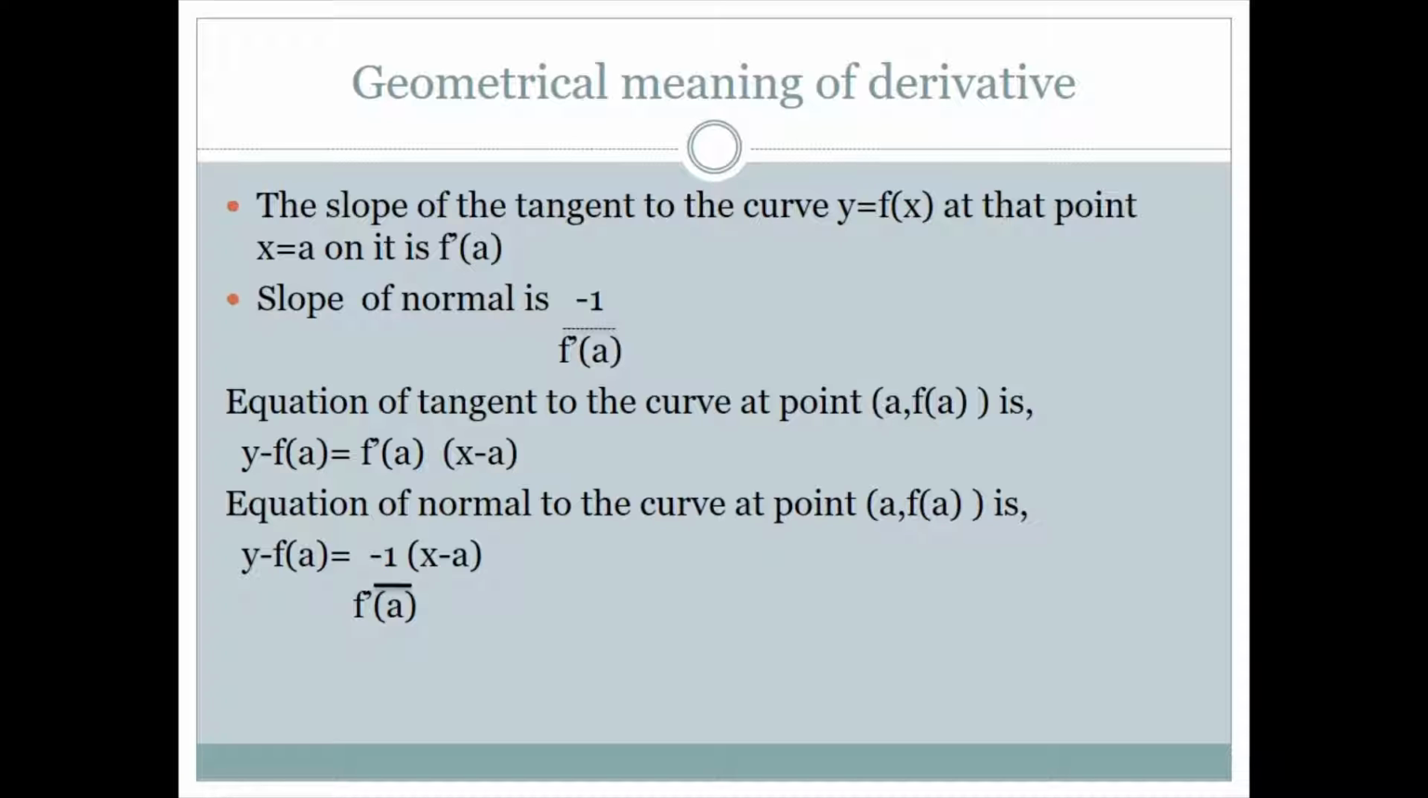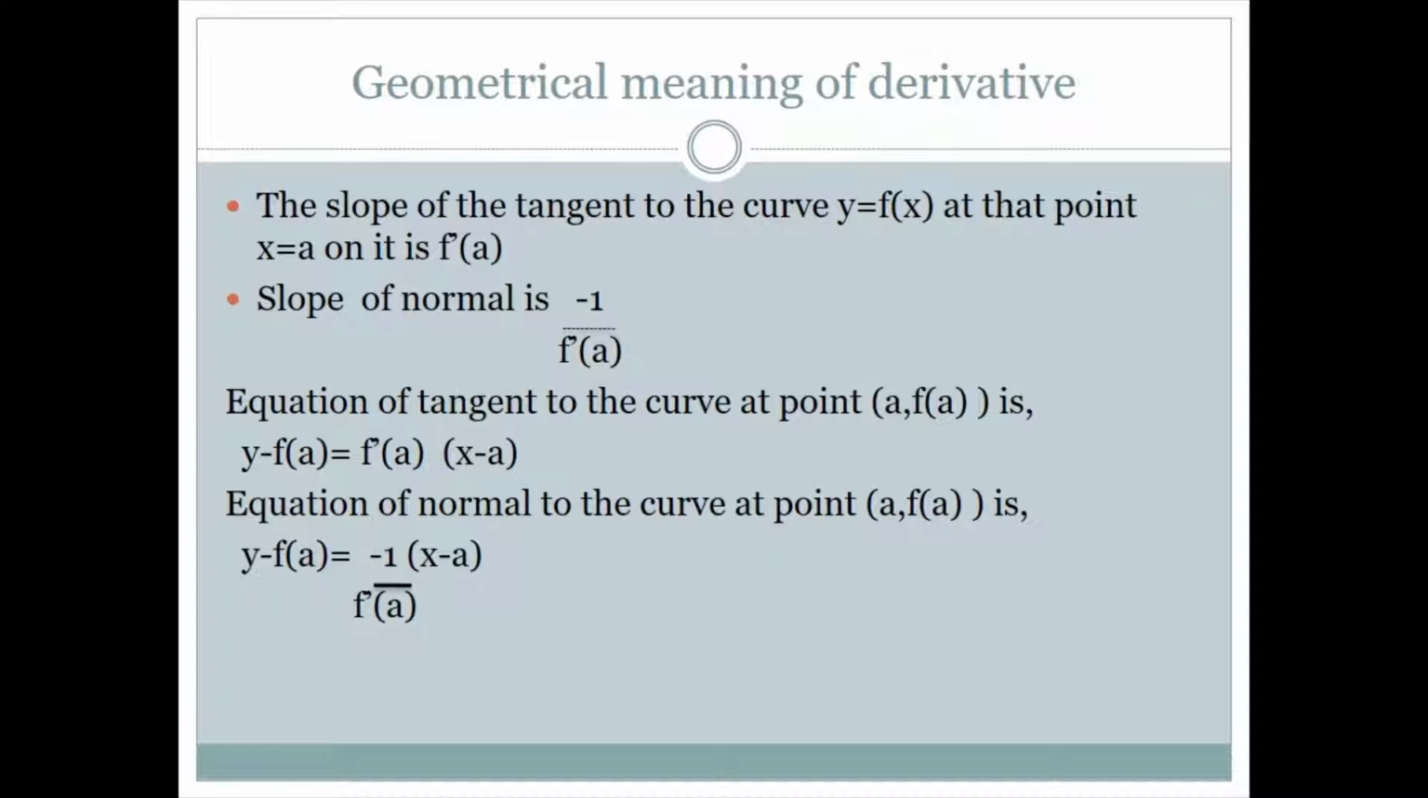We know that tangent and normal are perpendicular to each other, therefore the slope of the normal is equal to minus 1 upon f dash of a. The equation of the tangent to the curve at the point a comma f of a is y minus f of a is equal to f dash of a into x minus a, where f dash of a is the slope. Find the equation of the tangent using slope point form.